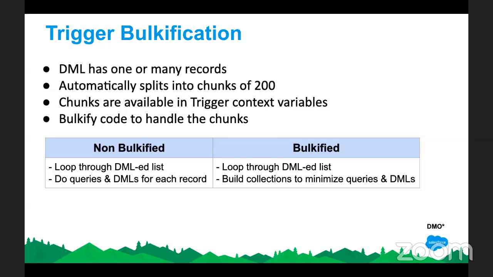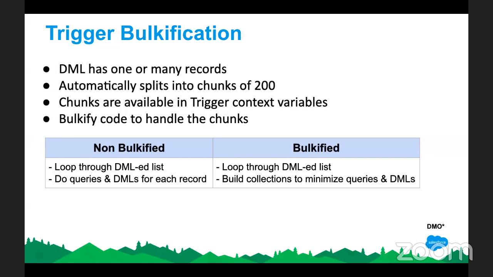In a non-bulkified method, what we will do is loop through the DML list. So loop through 1, 2, 3, 4, 5, up to, assume, 10 records. Loop through the 10 records, do queries and DMLs for each record, then do whatever processing you want to do. That is non-bulkified. In bulkified, you are again looping through the DML list.